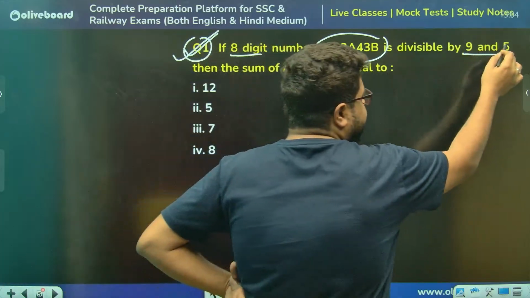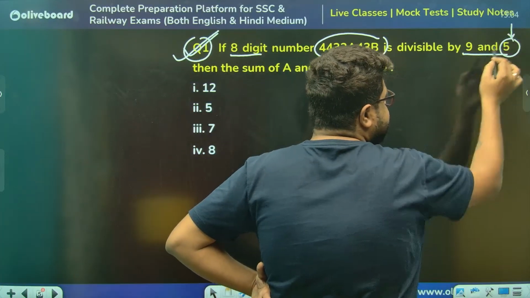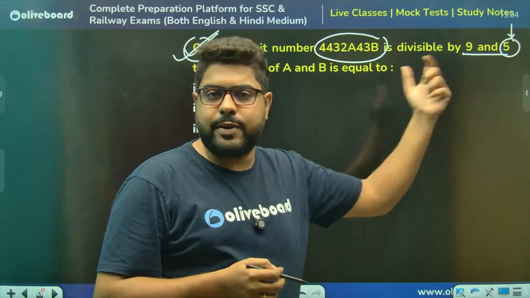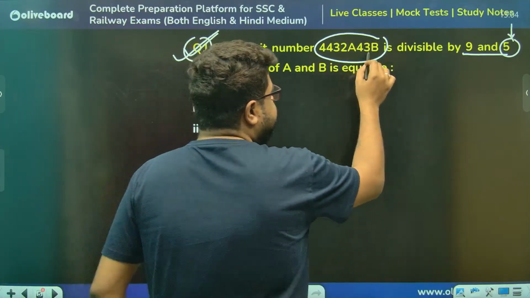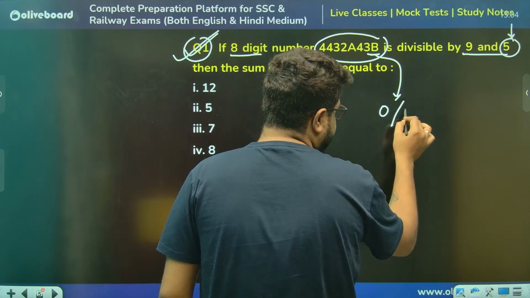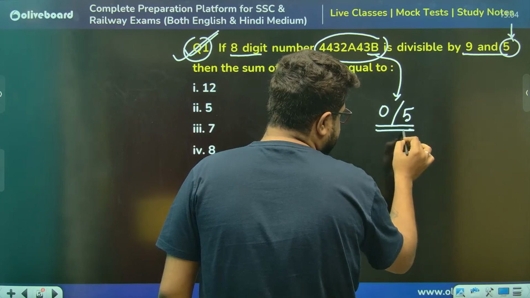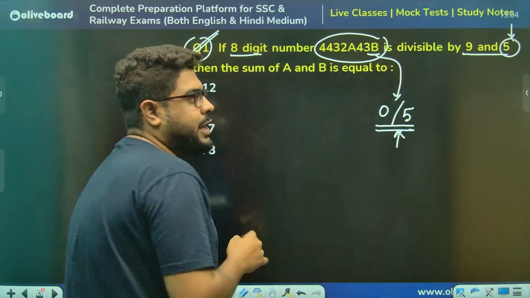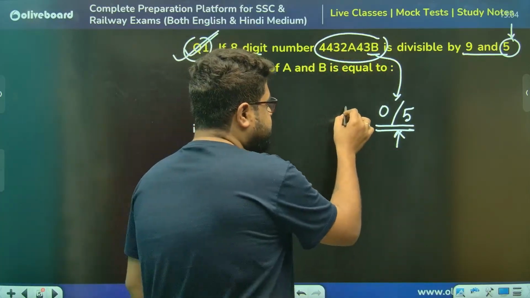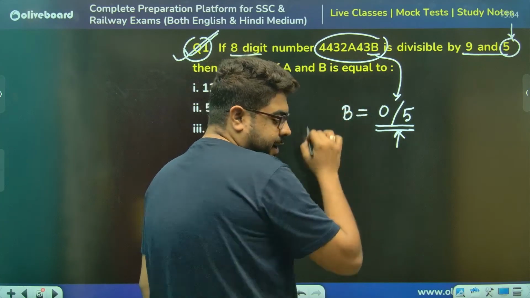Divisibility by 5 is easier to figure out, so we will start with that. That is how we are going to approach it. Divisibility by 5 means the value of B can only be 0 or 5, because any number divisible by 5 can only end in 0 or 5. Those are the possible values for B, no other possible values.